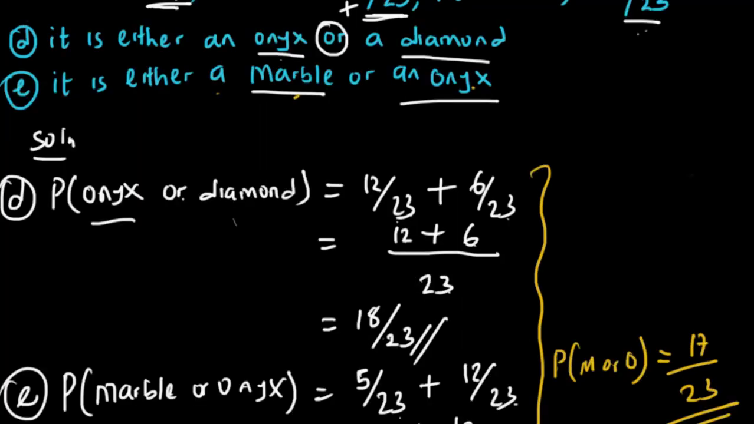So don't forget, when you have something like this, probability of picking a marble or an onyx, you find the probability of picking a marble, you find the probability of picking an onyx, and you add them together. Same thing if you have probability of picking a red ball or picking a blue ball. You find the probability of picking a red ball, you find the probability of picking a blue ball, and then you add them together. I hope you understand.